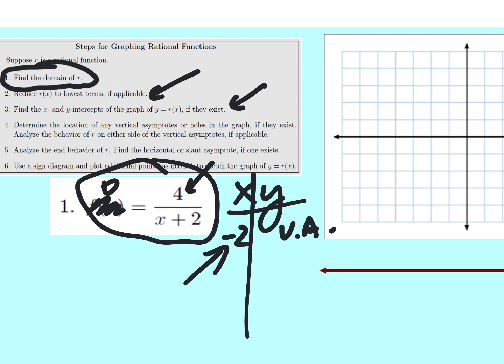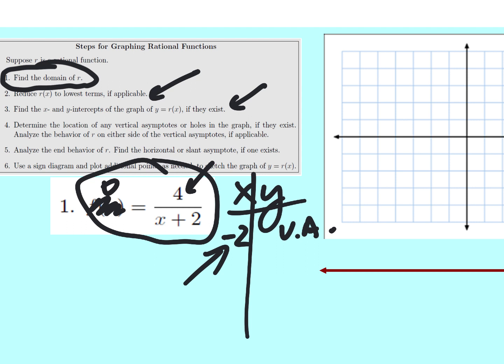Maybe you've never noticed this before. You can't make that 0. There's no way to make that equation equal 0. What does that mean? There's no x-intercept or no y-intercept? No x-intercept, because y equals 0 is impossible. There's no x-intercepts? Correct. No x-intercepts.